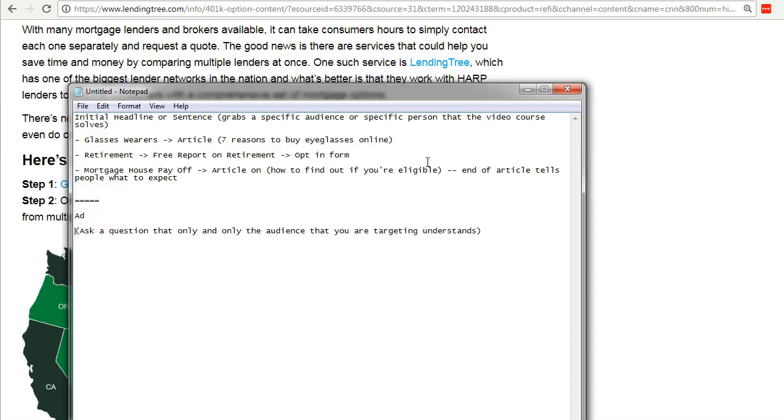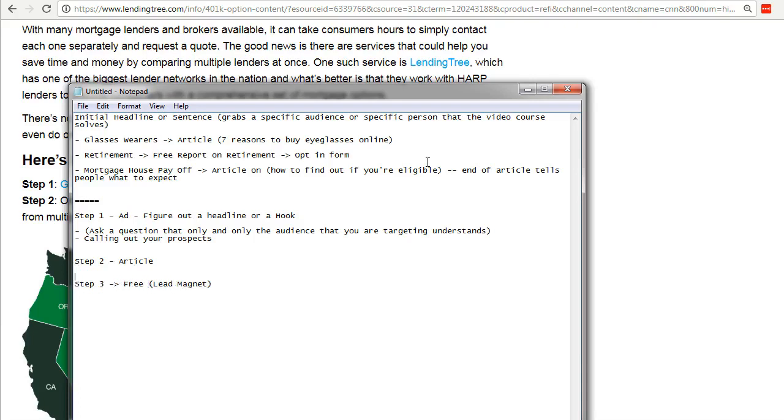So we have an ad. So let's put this here. Step one, we've got an ad, so we need to figure out a headline or a hook. It could be in the form of asking a question, or it could be in the form of calling out your prospects. In the case of the glasses eyewear, they just said glass wearers and they called us out. Step number two, then we have either you direct them to an article, or in our case, a lead magnet. And maybe on that lead magnet page, you could have something for free, like an article. So we could have an article, and then maybe we send them to a free lead magnet.